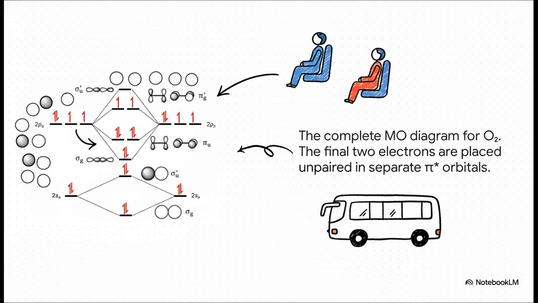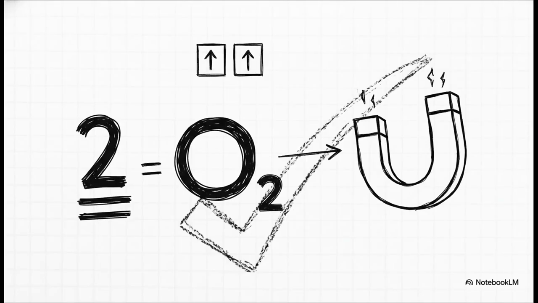They land in 2 separate antibonding orbitals that have the exact same energy. Now, just like people getting on a mostly empty bus, they're not going to sit next to each other if they don't have to. Each one takes its own seat. They stay unpaired. This one diagram tells us everything we need to know. We do our bond order calculation, 8 bonding electrons minus 4 antibonding divided by 2, and we get a bond order of 2. So it correctly predicts the double bond, just like the old Lewis structure did. But, and this is the amazing part, it also tells us there are 2 unpaired electrons, and that means O2 has to be paramagnetic. Mystery solved.